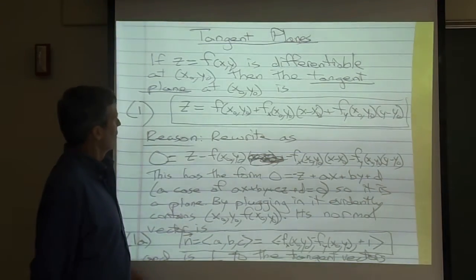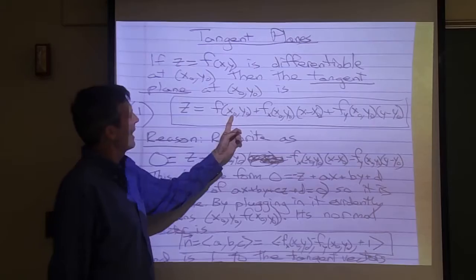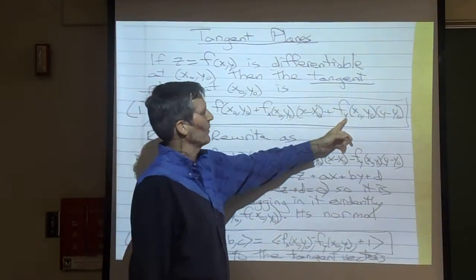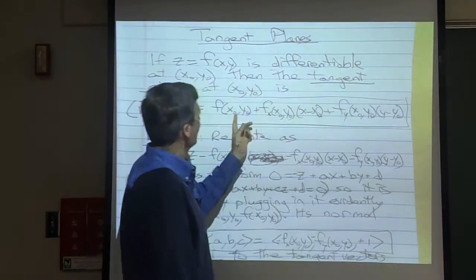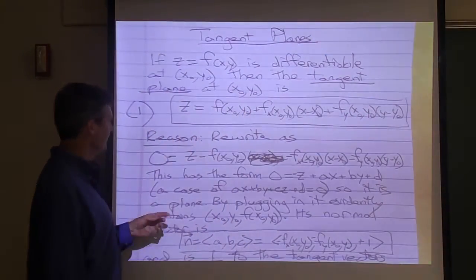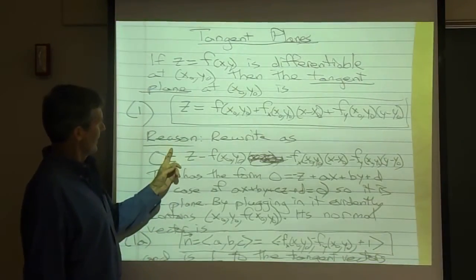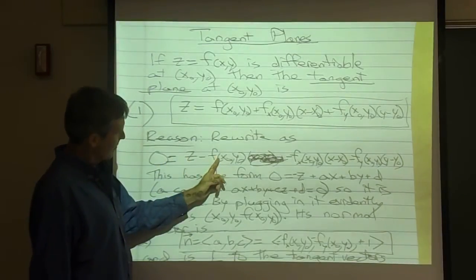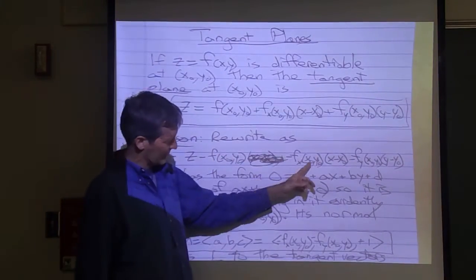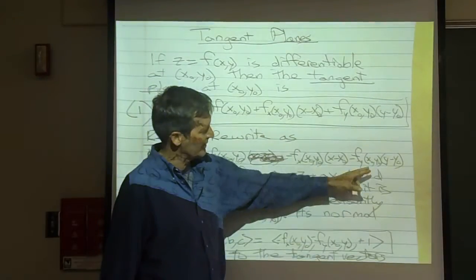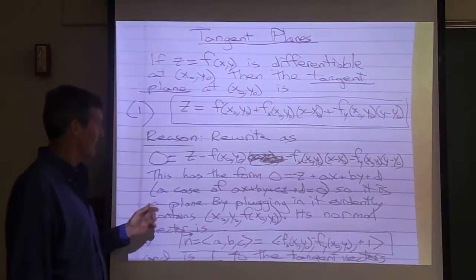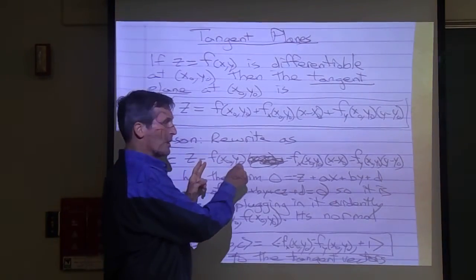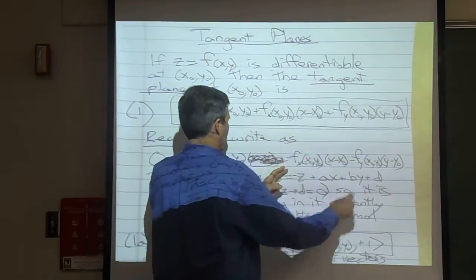If you rewrite this equation, z equals f plus partial of f with respect to x times x minus x0 plus partial of f with respect to y times y minus y0, all this at the point x0, y0. By subtracting all this over from left to right, 0 equals z minus f at x0, y0 minus fx at x0, y0 times x minus x0 minus fy at x0, y0 times y minus y0. This has the form, if you just multiply it out, right? This is a number because you plug in x0, y0, and this is a number, and this is a number.